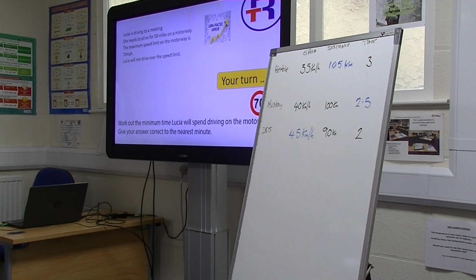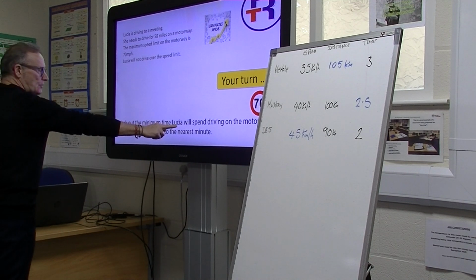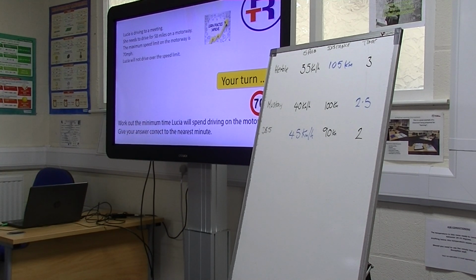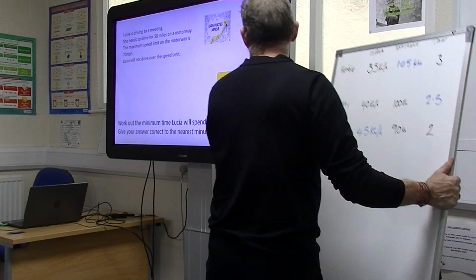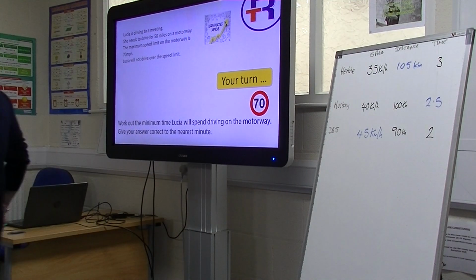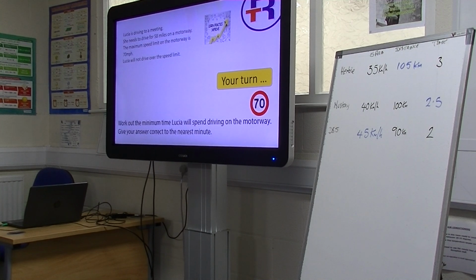Lucia is driving to a meeting. She needs to drive for 58 miles on the motorway. The maximum speed limit on the motorway is 70. Lucia will not drive over the speed limit. Work out the minimum time Lucia will spend driving on the motorway. Give your answer correct to the nearest minute. So it's looking for a full minute answer. That's the exam style question.